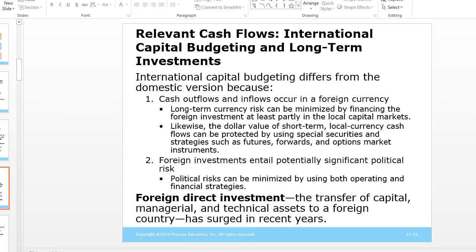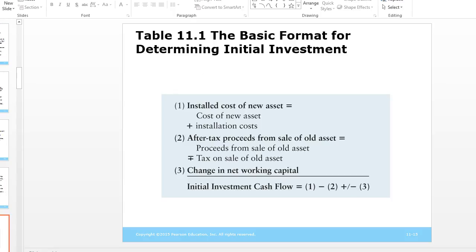All right, so I'm going to jump ahead a little bit here, and slide 15 is the basic format for determining an initial investment. You'll notice here how much it's going to cost to buy the new asset. The installed cost of the new asset includes the cost of the asset itself and the installation costs. A simple example would be if you had a new air conditioner put in your house, you would pay for the air conditioner, and then the plumber or the electrician would come over and say, well, the labor to install it is going to be an extra $500.